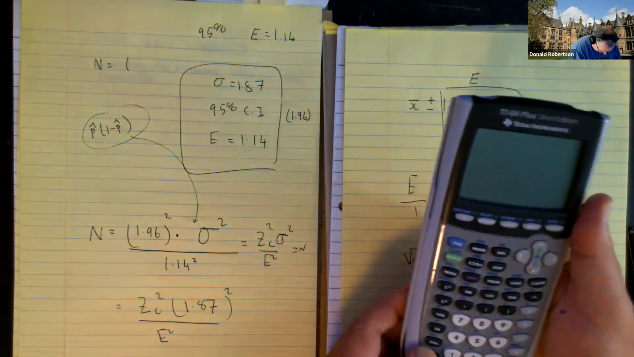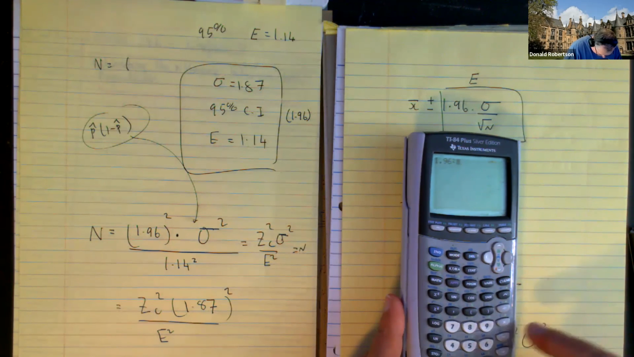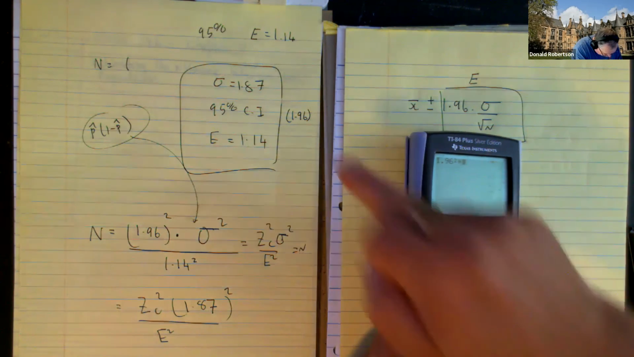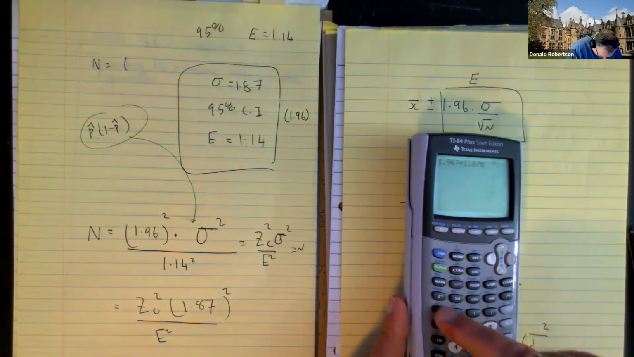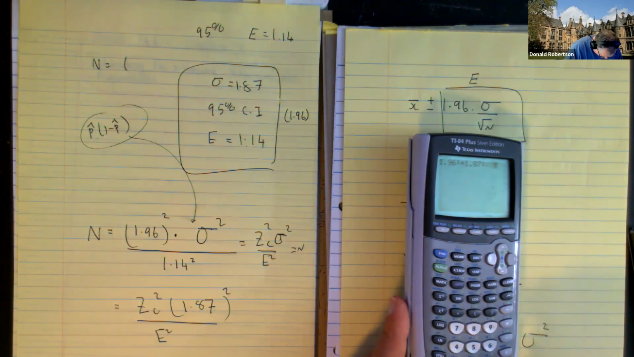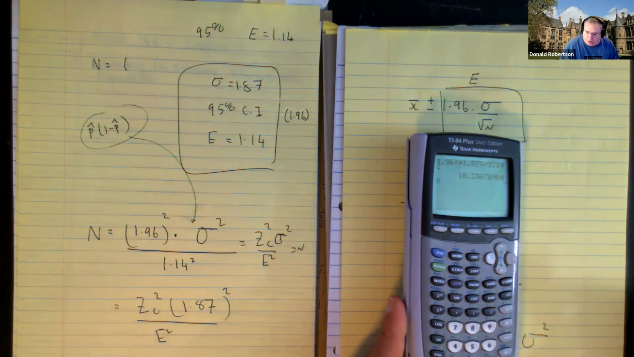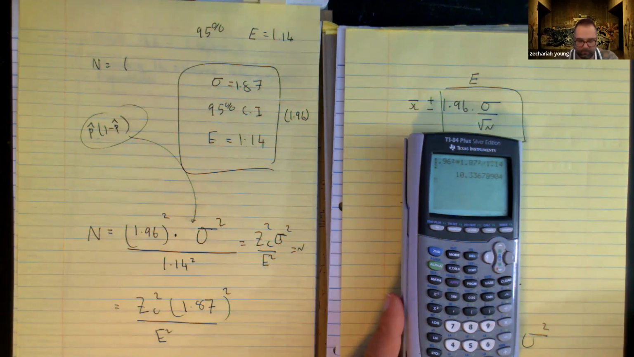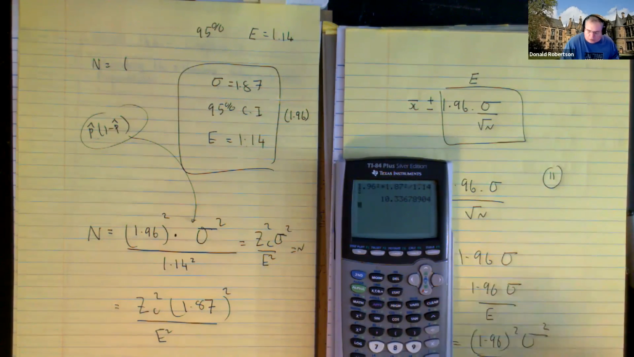So what do I know? I have 1.96 squared times 1.87 squared divided by margin of error 1.14 squared. And the answer I get is about 10.3. I'm assuming that 10.3 will get rounded off because you can only ask 10 people or 11 people. So I'm going to give you permission again to share your screen.